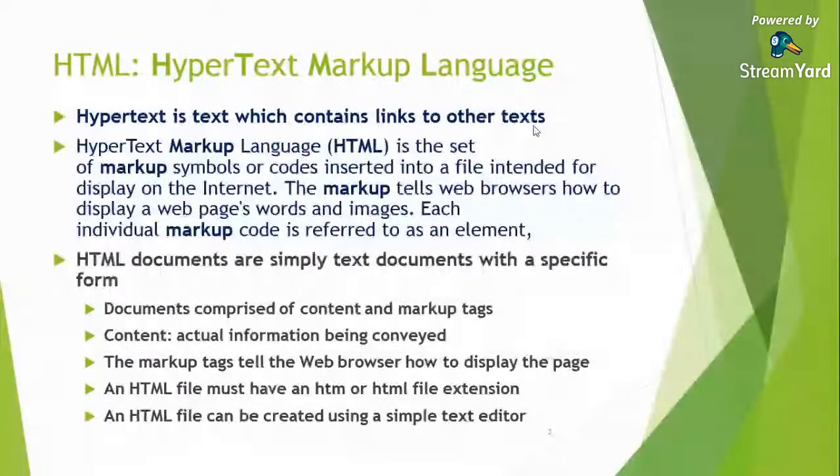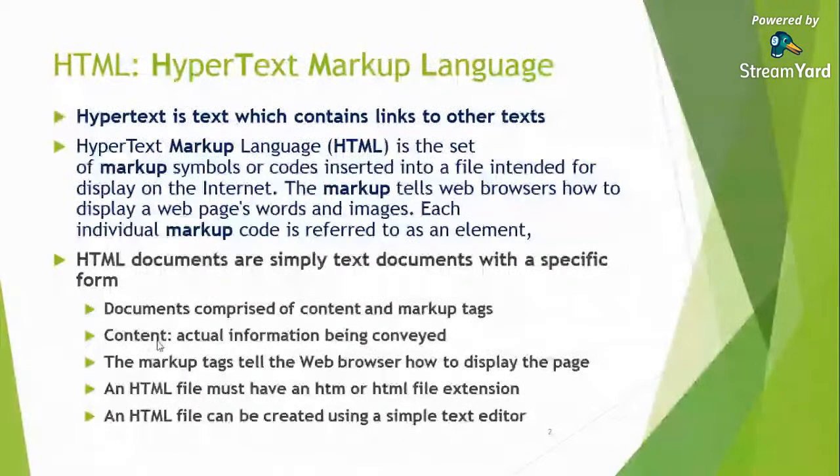Each individual markup code is referred to as an element. Whenever we are writing an HTML document, each part is an element. So in one HTML document, what are the different parts? First of all, it contains all the content and markup tags. Content is the actual information we want to display on the page. First we create a basic grammar of the page, and after that we write what we want to display, either text, graphics, audio, or video, any type of thing we can display there.